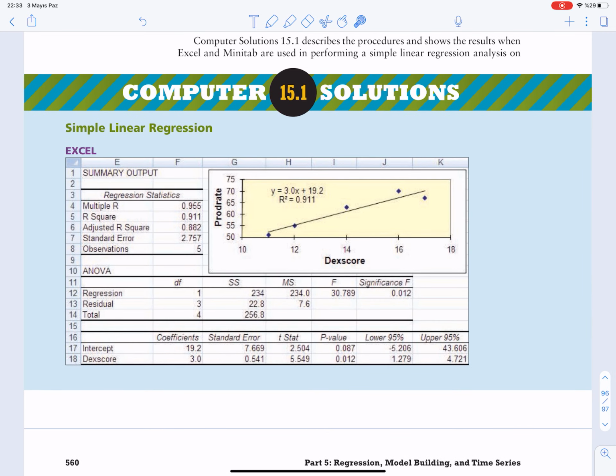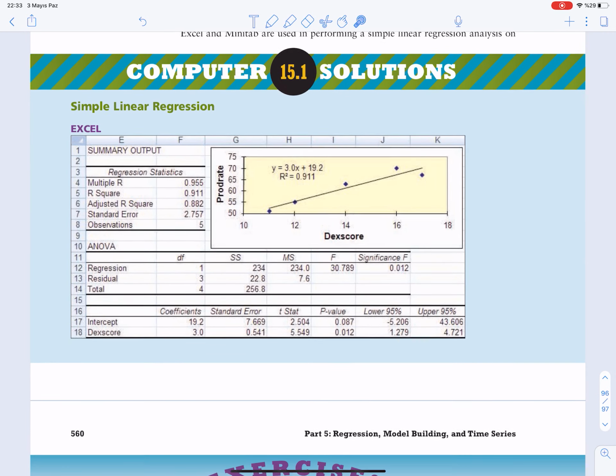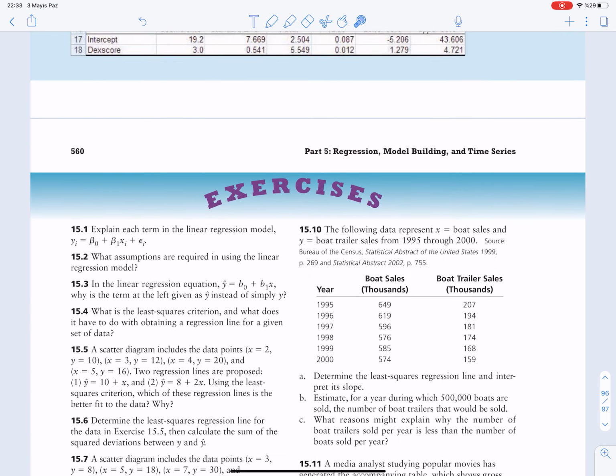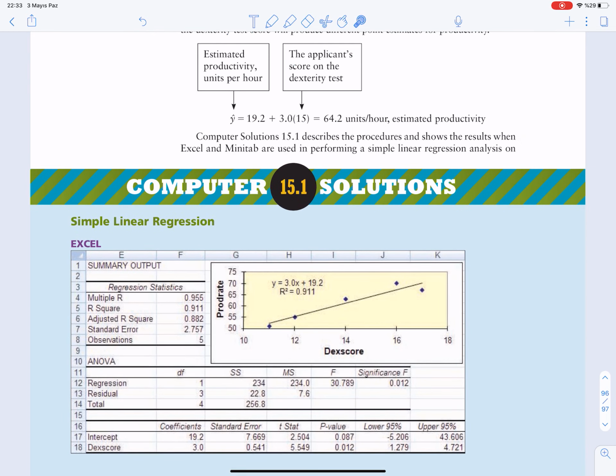That's very good. This is a computer solution using Minitab, and the book is giving you all of this for you.